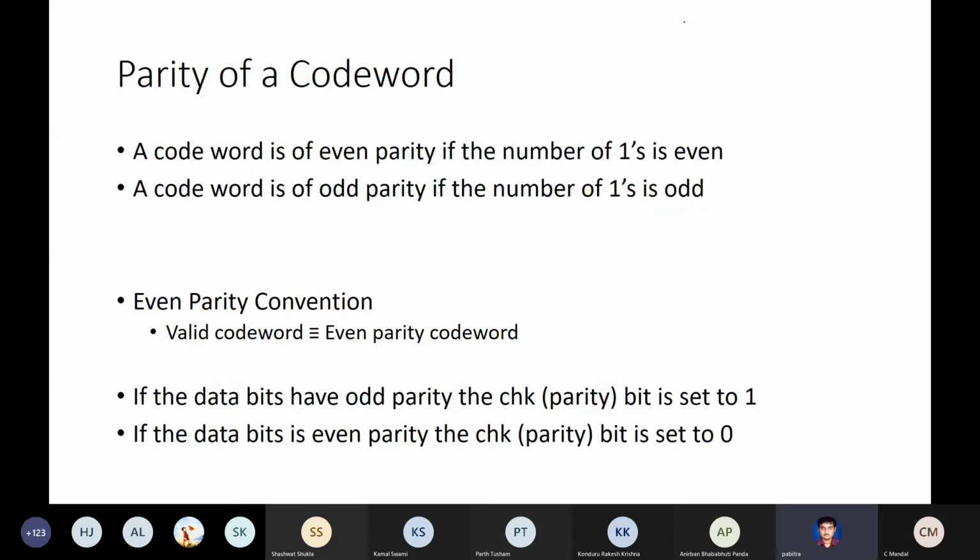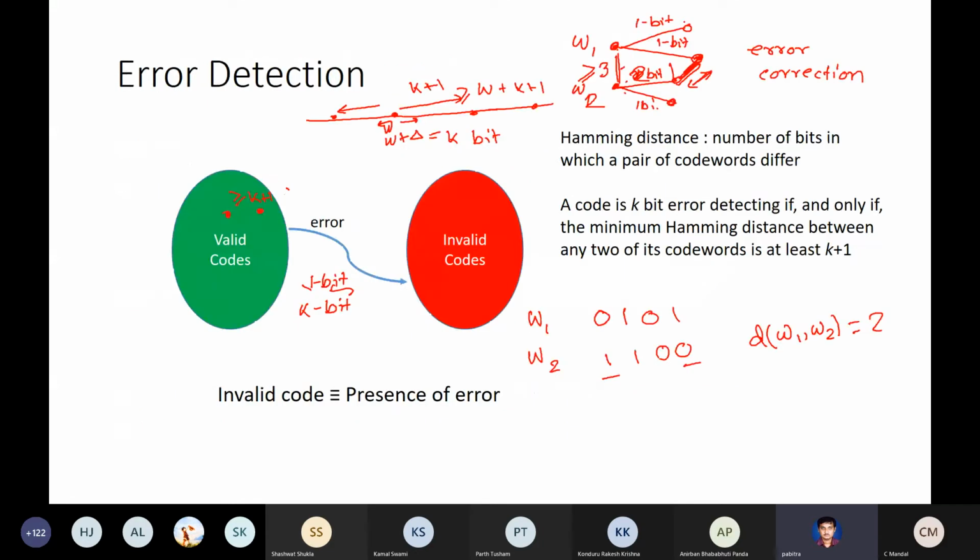So this green ellipse, this green set, means only even parity code words are valid. If it is odd parity, then it is an invalid code. This is just a convention. You could have done it the other way also. So our property check is nothing but checking the parity of a code word. If we find it to be even, we know there is no error. If we find it to be odd, we know there is an error. So that's the simple error detection.